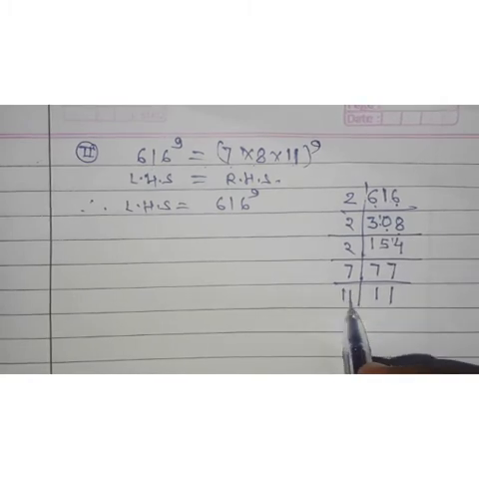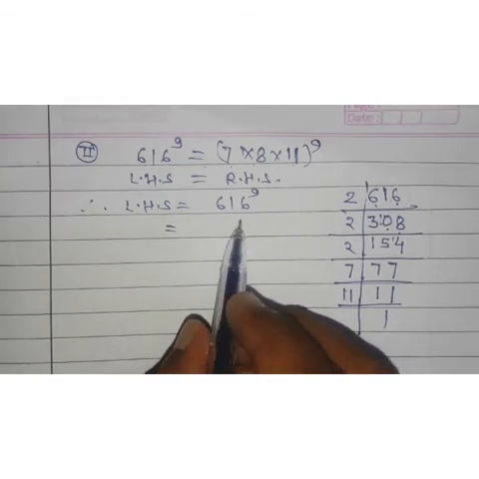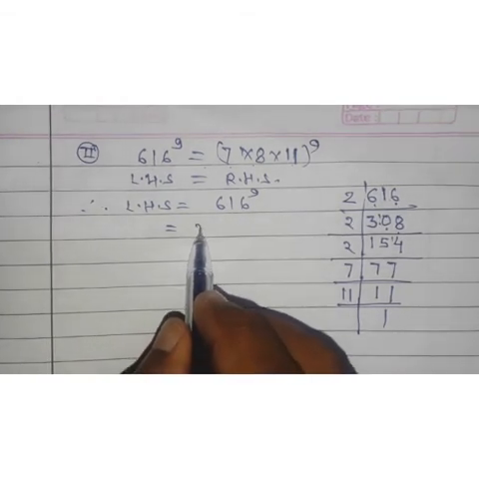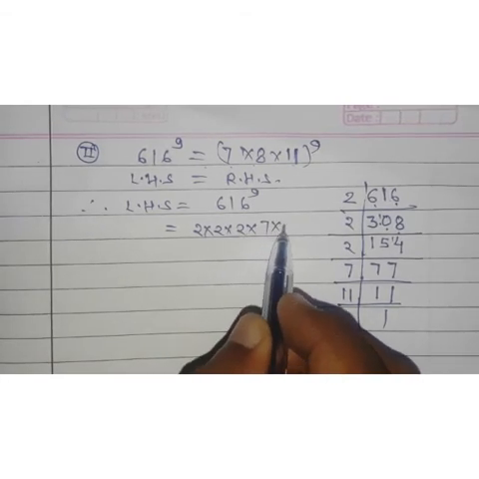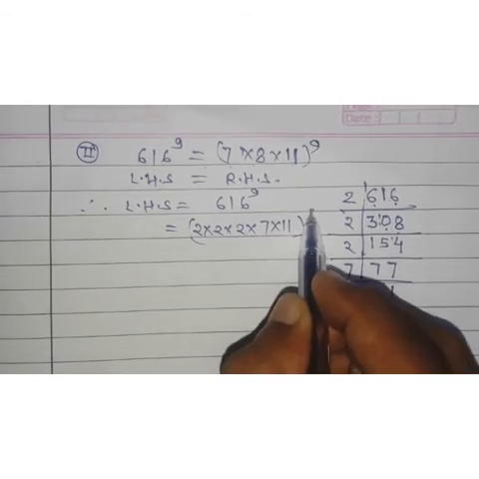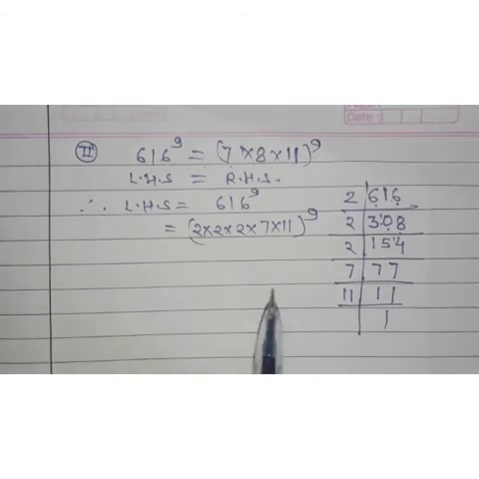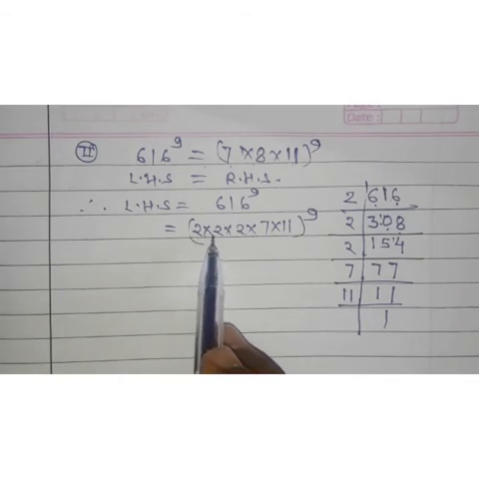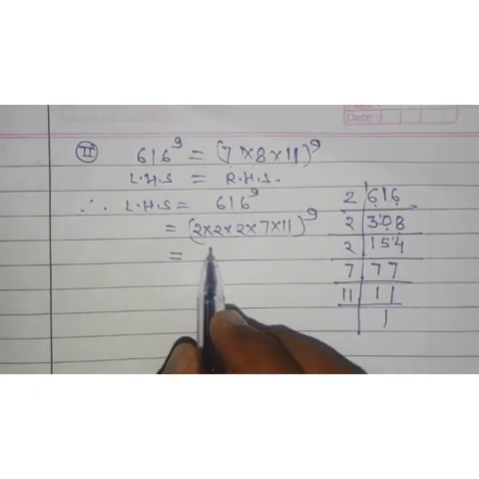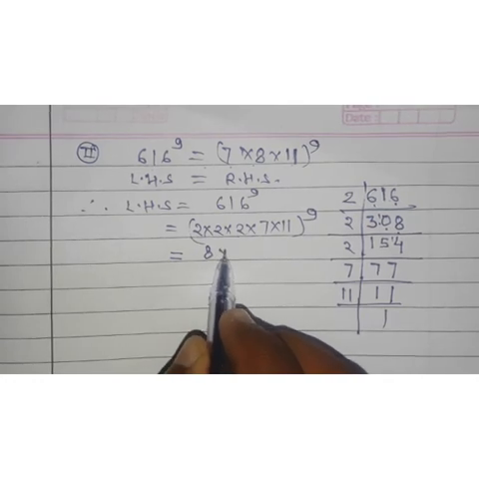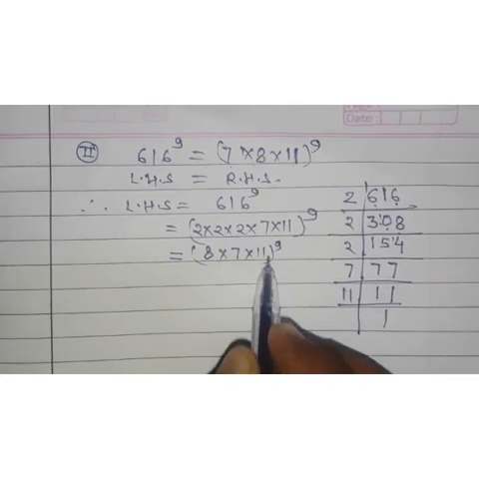Then directly the table of 7, 7 ones are 7, 7 ones are 7. Then directly the table of 11. It means 616 to the power 9 we can write as 2 into 2 into 2 into 7 into 11, whole power 9. So there, 2 into 2 into 2, we can write there 8 into 7 into 11, whole power 9.